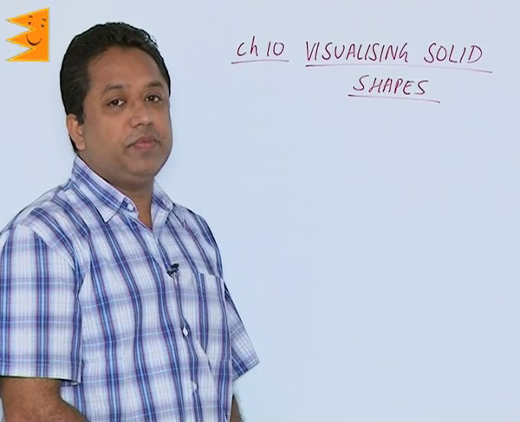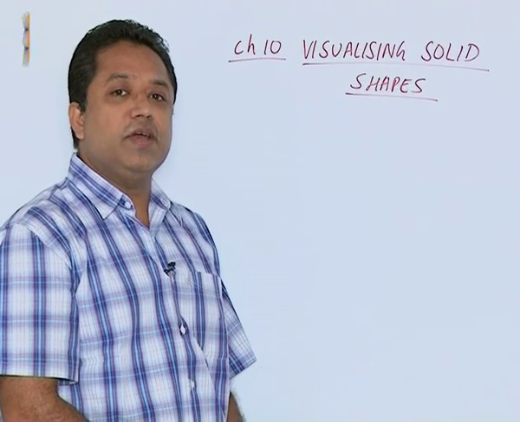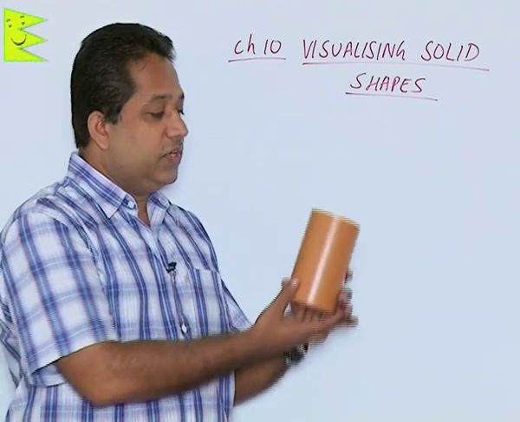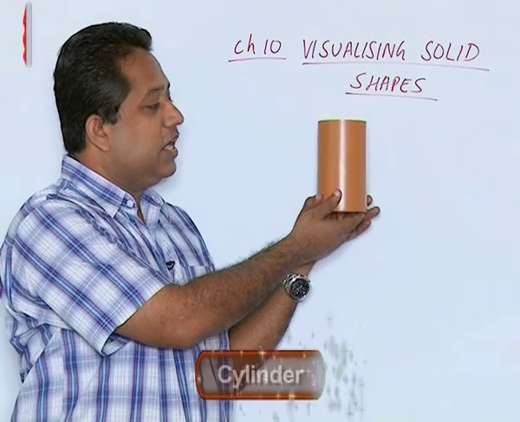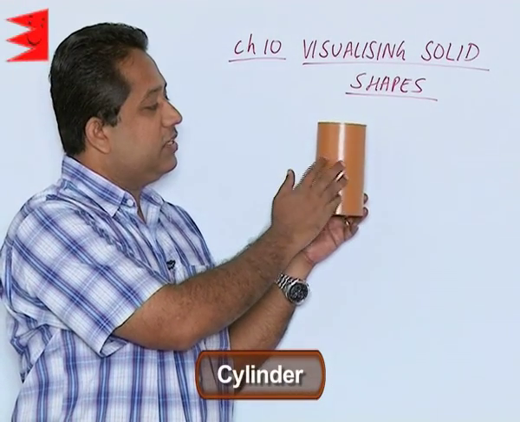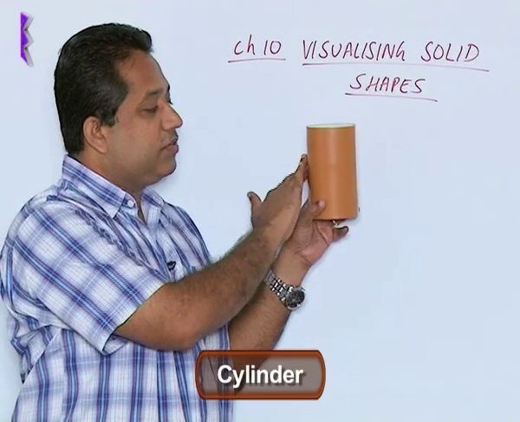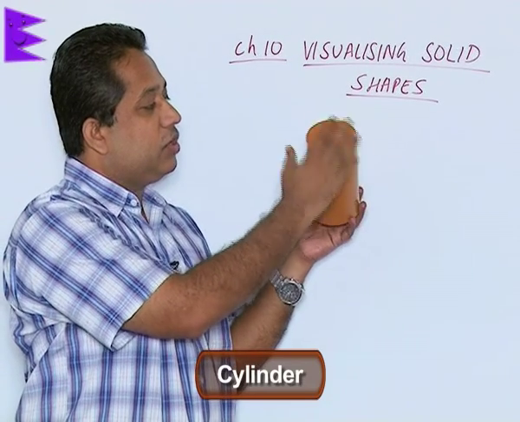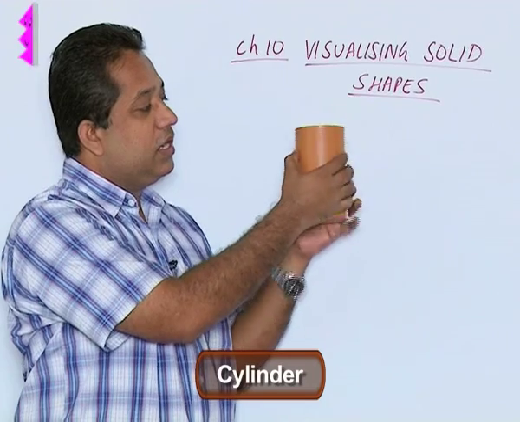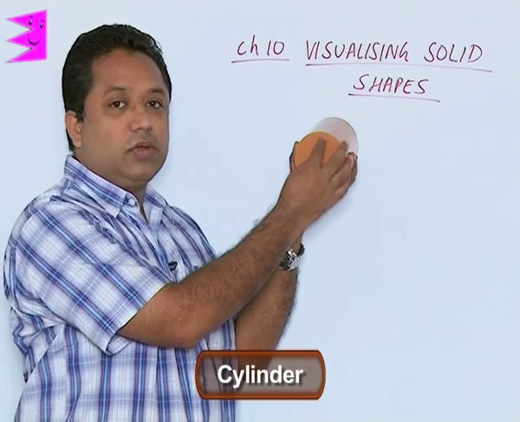Visualizing solid shapes. Let us look at some three-dimensional figures. The first shape that you observe here is a cylinder. Now, you observe that this cylinder has got a curved surface and it has got a top which is circular and it has also got a bottom which is circular.